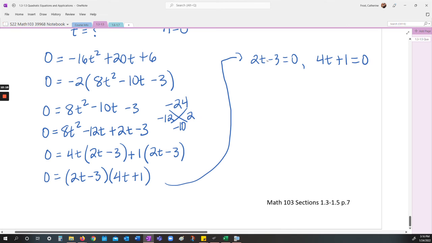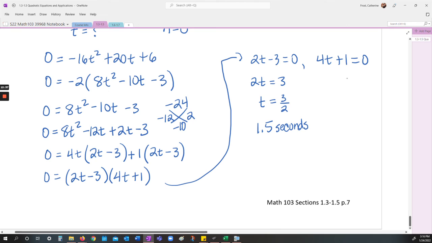So 2t minus 3 equals 0. Okay, so add 3 to both sides. 2t equals 3, and then divide by 2, we get t equals 3 halves. And I would think 3 halves would be fine, or you could write 1.5, to keep it consistent with the decimals. So that's definitely an answer.